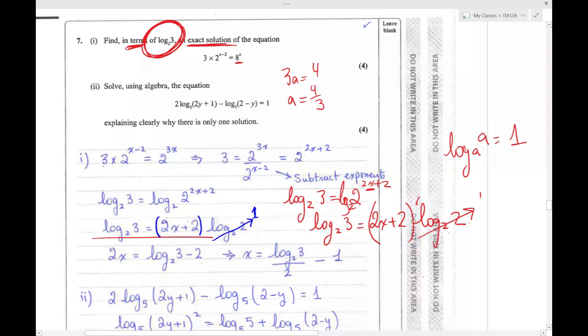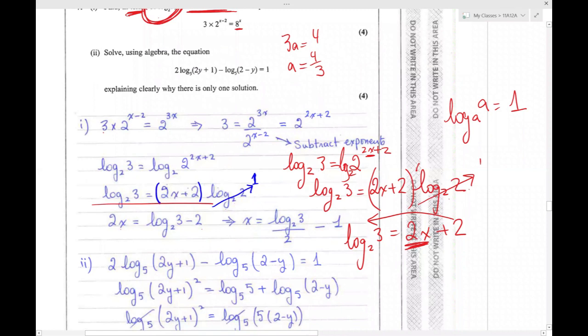Now I'm solving for x, so I should move everything to the other side and keep x on one side, and that's it. Is it clearer now?